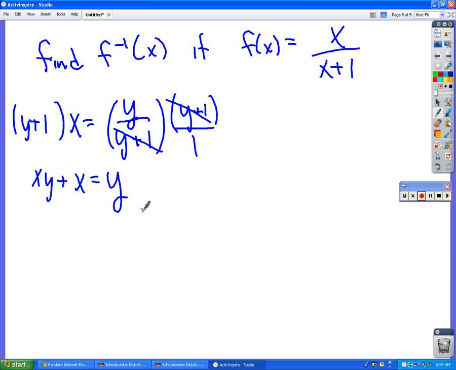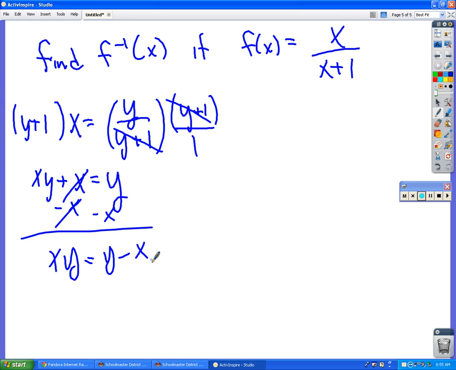Not quite, no. If I divide, no, I can't do that. So let's get the x to the right. These will cancel, so that leaves me xy on the left, and then this is y minus x. All I did was swing that x over to the right-hand side, and the reason I did that is because it didn't have any y's in there.